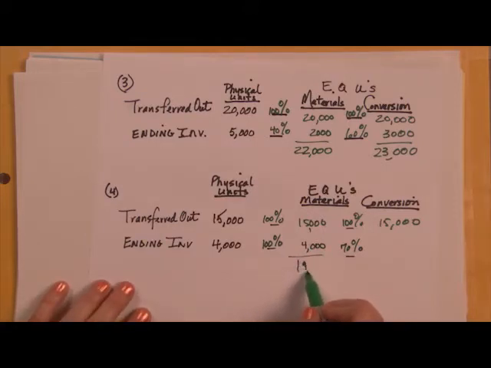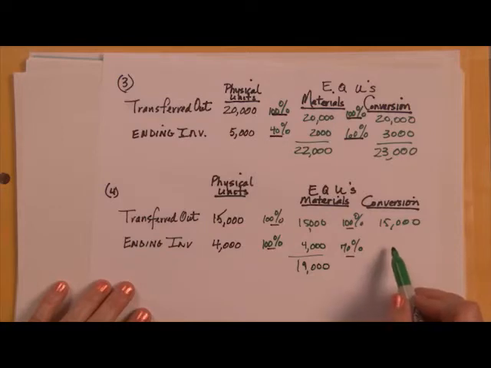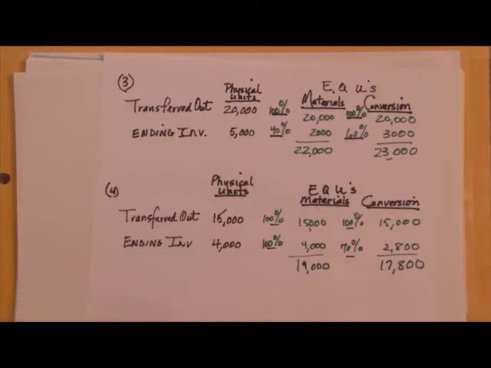So we have 19,000 EQUs for materials, and we have 17,800 for conversion cost. I hope those 4 problems went well for you and that you got the correct answers. And if you did not, I hope that you do understand those issues now with physical units versus equivalent units.